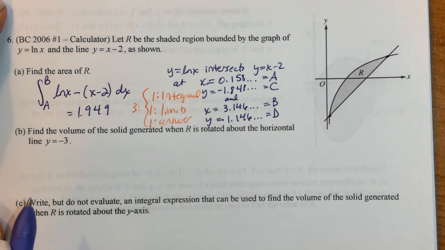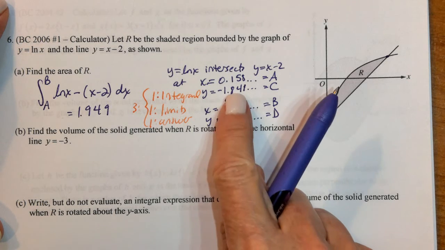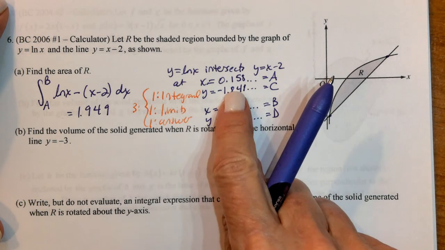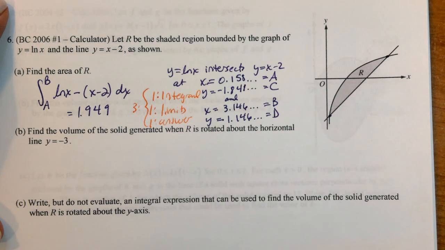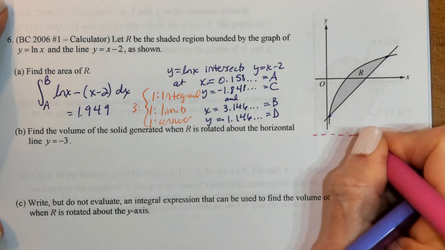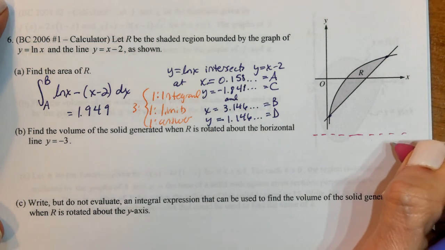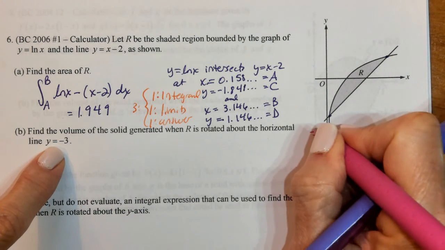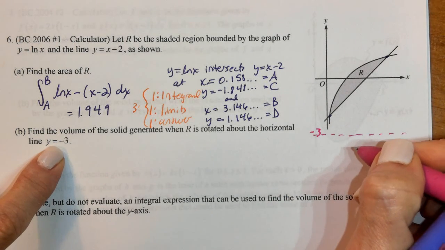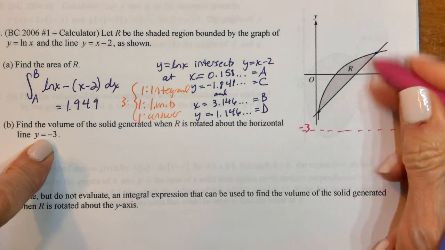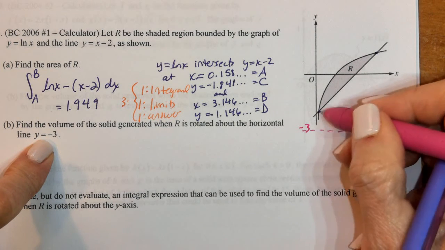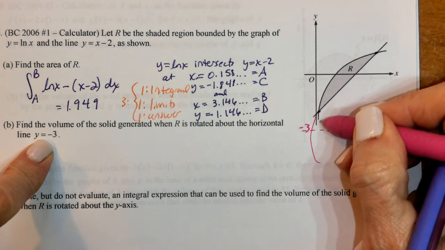Part B. Find the volume of the solid generated when R is rotated about the horizontal line y equals -3. Well, this C value was -1.8, so -3 is going to be way down here somewhere. I'm just going to draw it there. So there's y equals -3. And we want the volume of the solid generated when R is revolved around that. So it's coming around that, right?